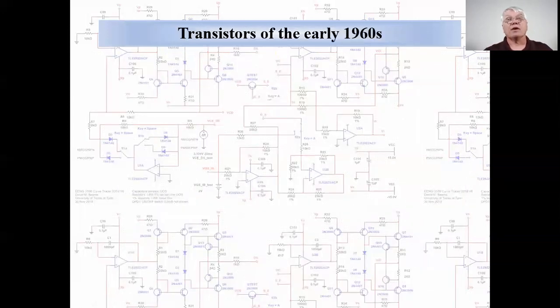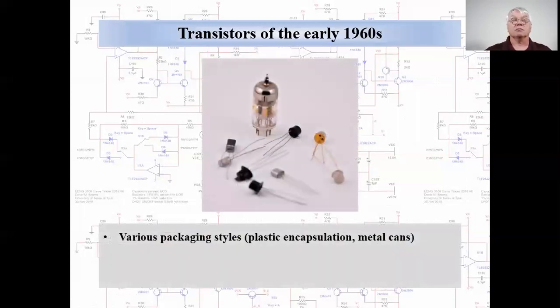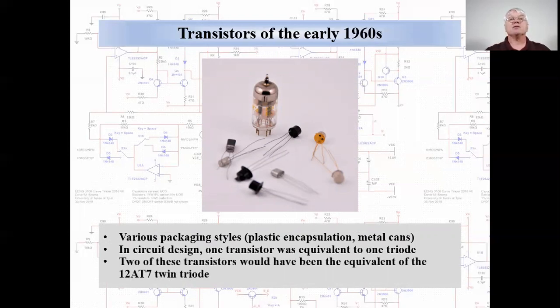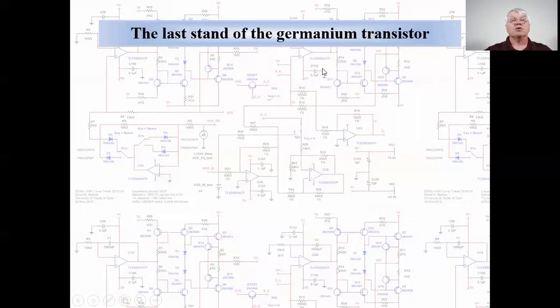These are examples of transistors from the 1960s. There were various packaging styles, including molded plastic, metal cans, etc. One transistor was functionally equivalent to 1 vacuum tube triode. So 2 transistors were the equivalent to this 12AT7 twin triode shown for comparison. Germanium was an early favorite semiconductor material, but it was rapidly displaced by silicon in the 1960s.